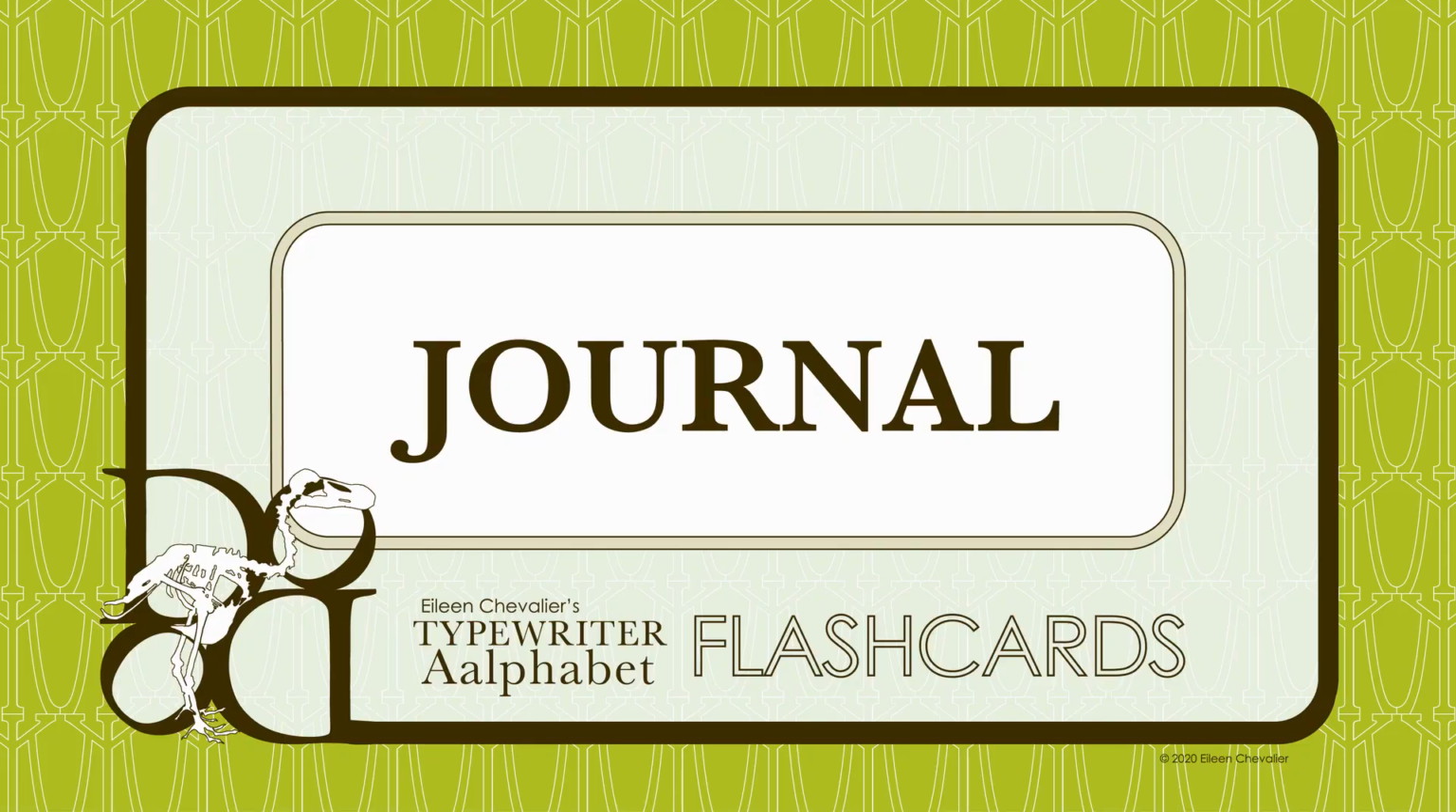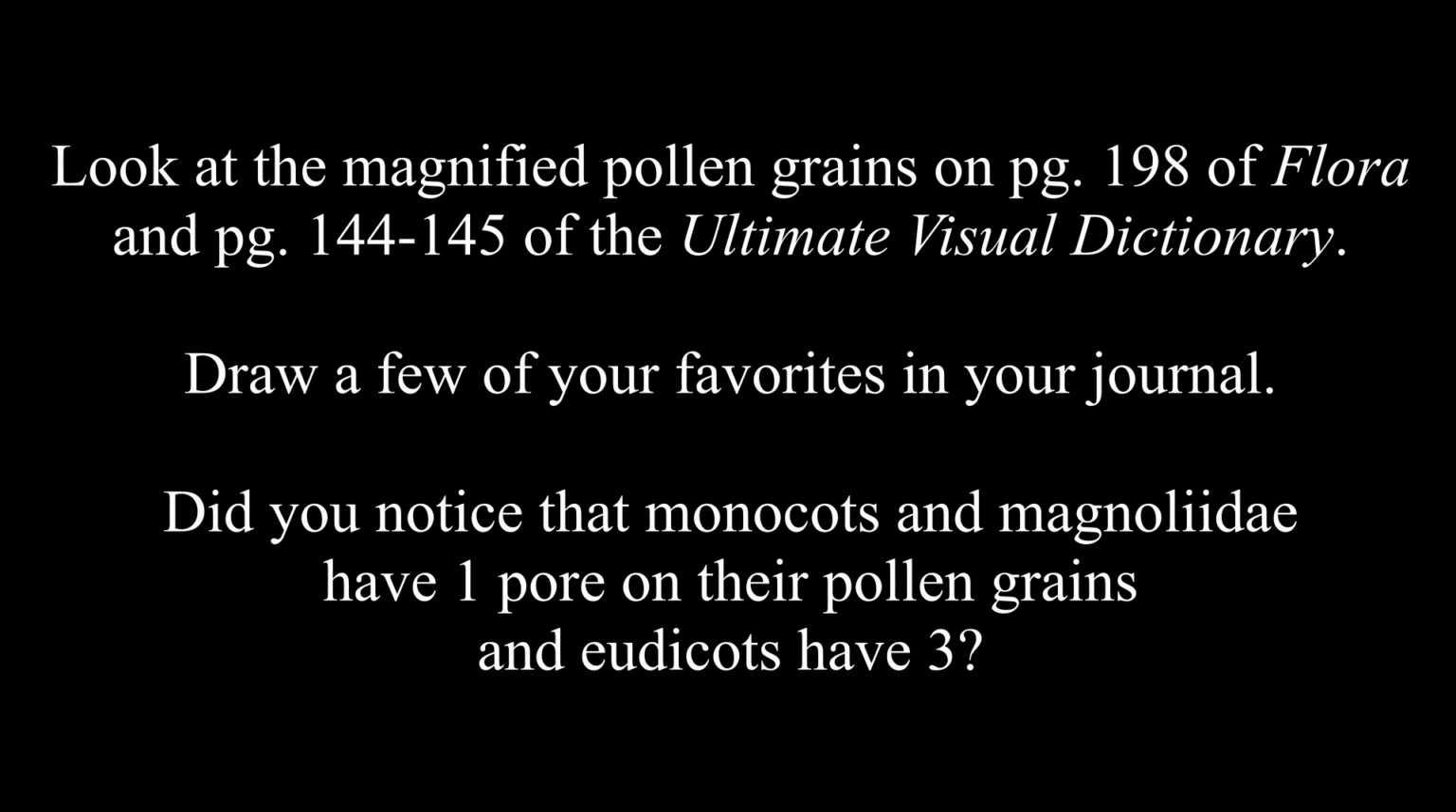If you want to use coloring pages to label those things as well, you can do that and put that in your journal. Speaking of your journal, a couple of activities for today. Look at the magnified pollen grains on page 198 of Flora and pages 144 and 145 of the Ultimate Visual Dictionary. Draw a few of your favorites in your journal. Did you notice that monocots and magnoliidae have 1 pore on their pollen grains, and eudicots have 3? So try to make sure you get at least 1 monocot and 1 eudicot so you can get the different pollen grains. And I will just show you those pictures really quickly.